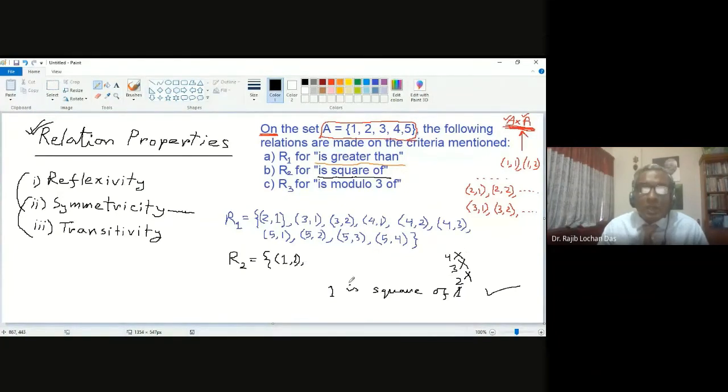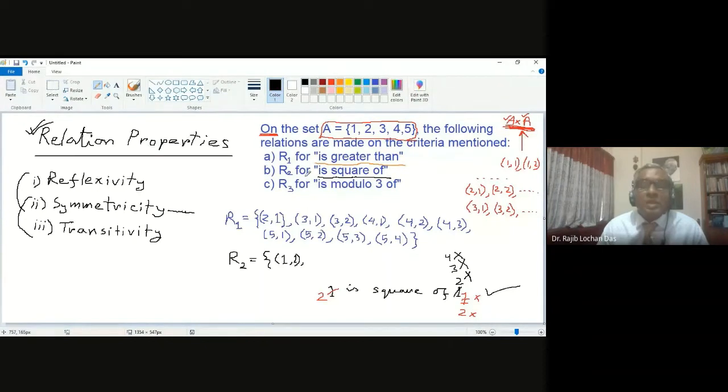And you can again check with another number, say 2. So what can you say? 2 is a square of 1, is it possible? No. 2 is a square of 2, is it possible? No. 2 is a square of 3, is it possible? No. So we are not taking 2 is a square of 4, 2 is a square of 5. It is not correct. So we are not taking anything with 2.